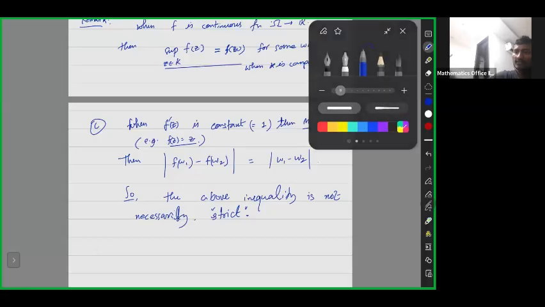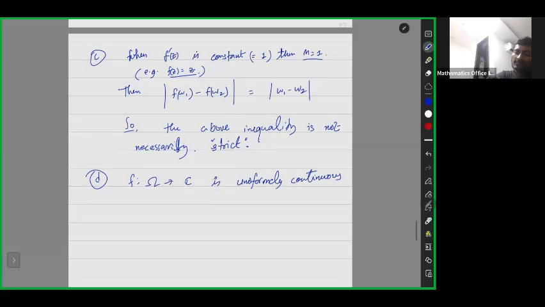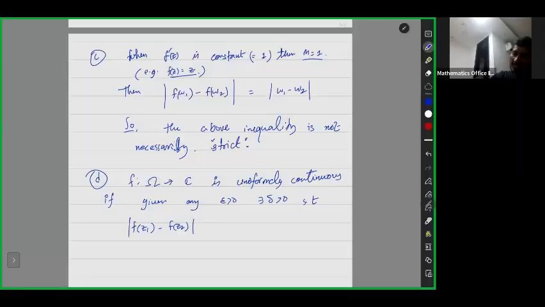Part D. f from omega to the real numbers, or complex numbers, or any topological space, is uniformly continuous if, given any epsilon positive, there exists a delta positive depending only on epsilon, such that the modulus of f z1 minus f z2 is less than epsilon whenever z1 and z2 are delta close, that is, the modulus of z1 minus z2 is less than delta.